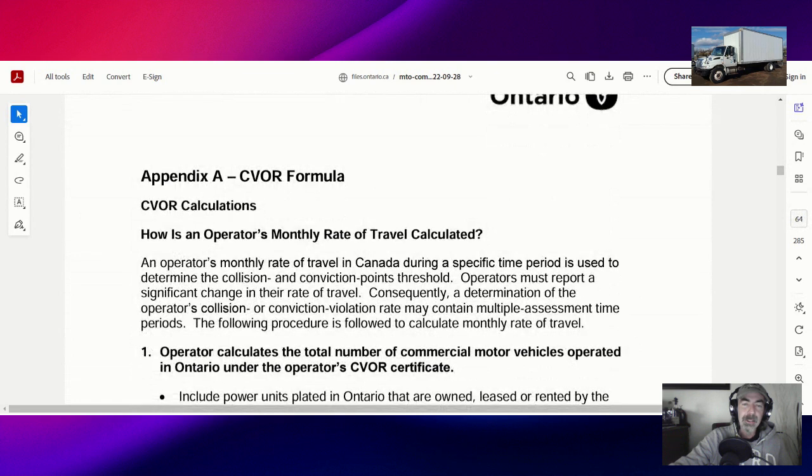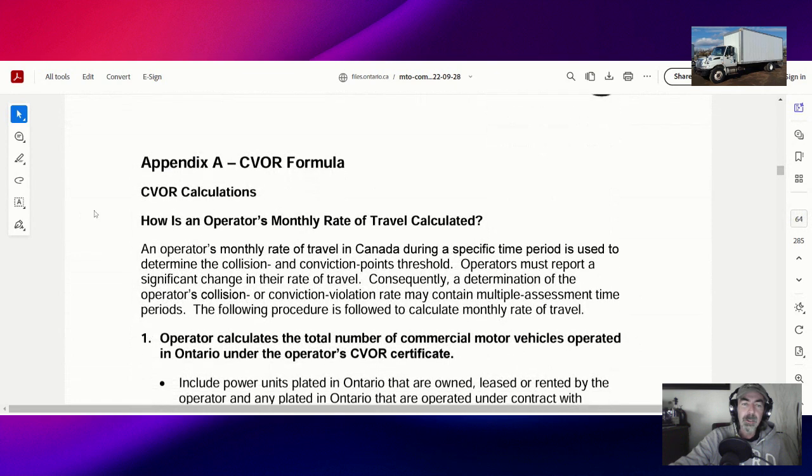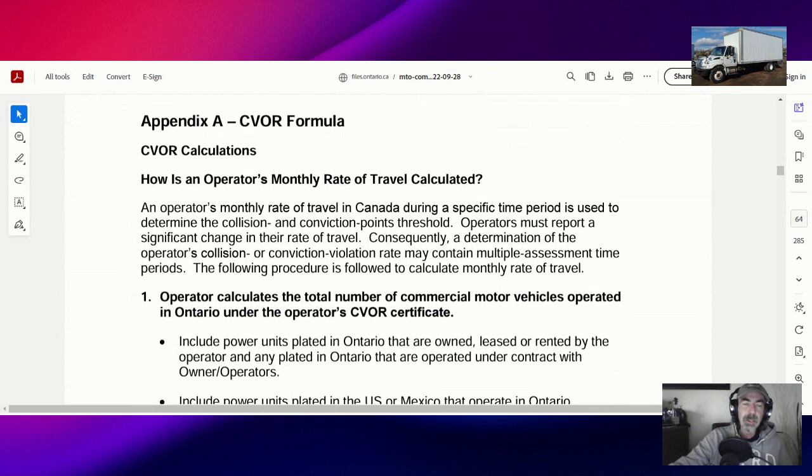Appendix A, CVOR formula. CVOR calculations. How is an operator's monthly rate of travel calculated?